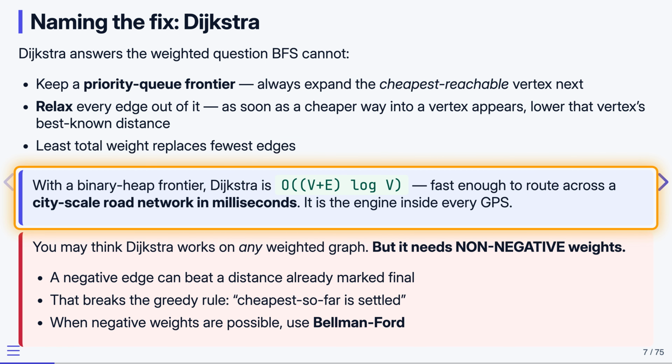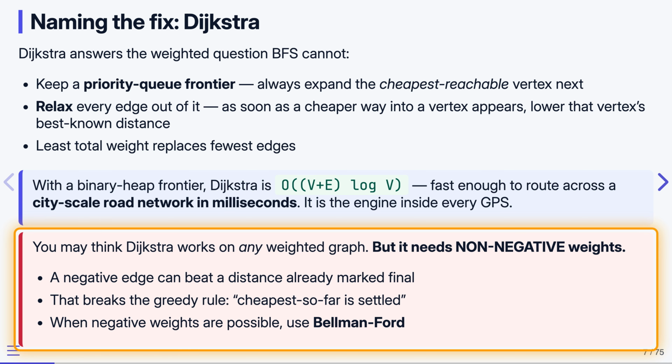With a binary heap frontier, Dijkstra runs in O of the quantity V plus E times log V. That is fast enough to route across a city-scale road network in milliseconds. It is the engine inside every GPS.